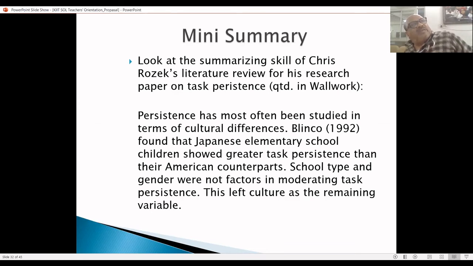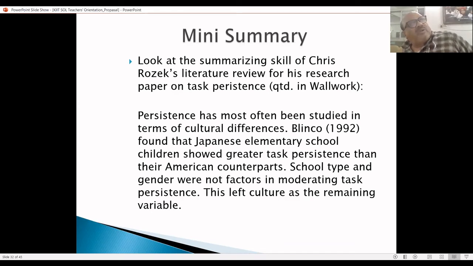So, what does that sentence actually mean? It means that persistence, which is a good quality on the part of the students, and which has been studied in terms of cultural differences, and in line with that, Blinco's book also shows that cultural differences do matter. Why? Because Japanese elementary school children show greater persistence than their American counterparts. So Japanese culture and American culture have a difference, a cultural difference. Japanese, because they are culturally given to persistence more than their American counterparts.